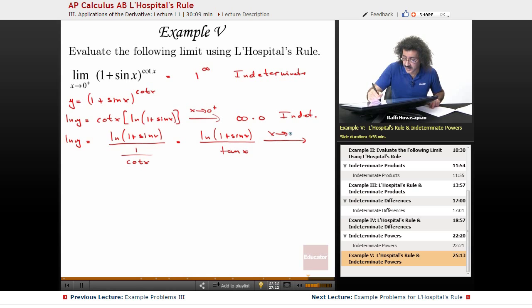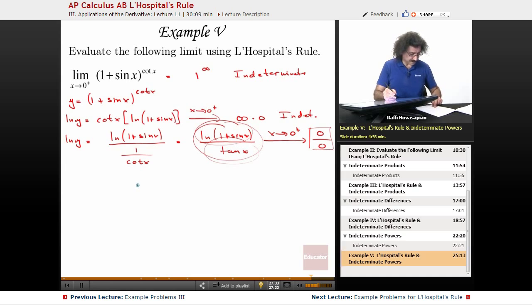When I take the limit as x approaches 0, I'm going to get the logarithm of 1, which is 0, and this is going to be 0 over 0. Now that I have an indeterminate form that matches L'Hopital's rule, I can apply L'Hopital's rule. In other words, I'm going to take the derivative of the top, the derivative of the bottom. Okay.